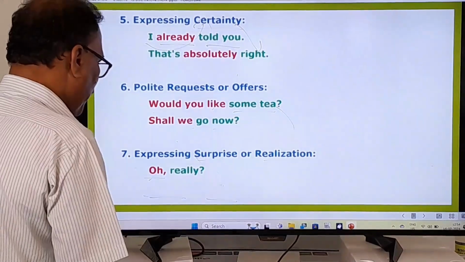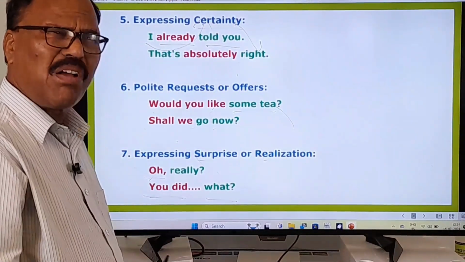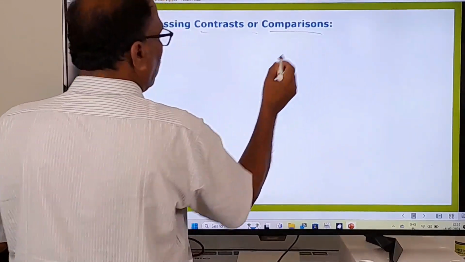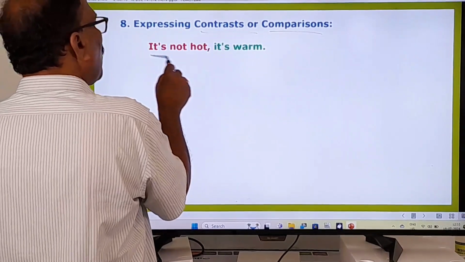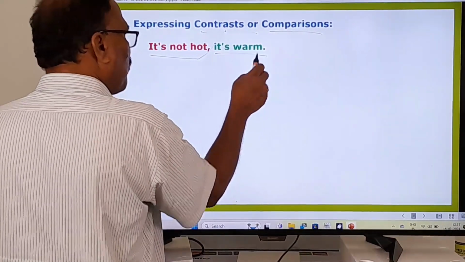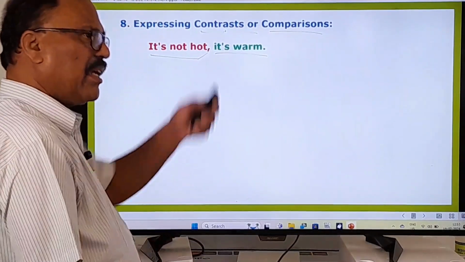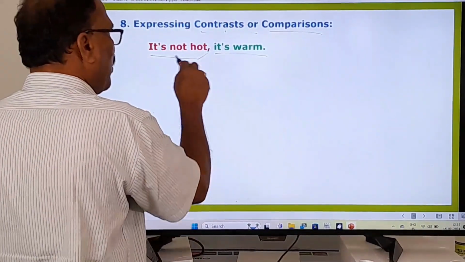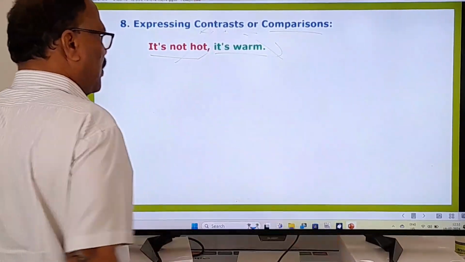Expressing surprise. How do you say this? You did? What? Fall down. Eighth one, expressing contrasts or comparisons. This is the last one, I think. What is that? Comparison. It is not hot. It is warm. Contrast. It is not hot. It is warm. It's not hot. It is warm. It's going up. It's going down. So rising, falling. Rise-fall intonation. That's why.